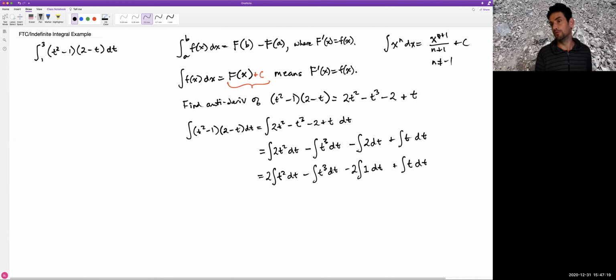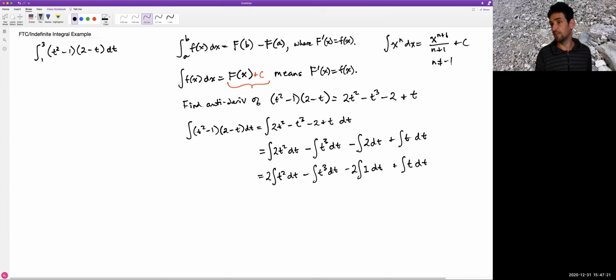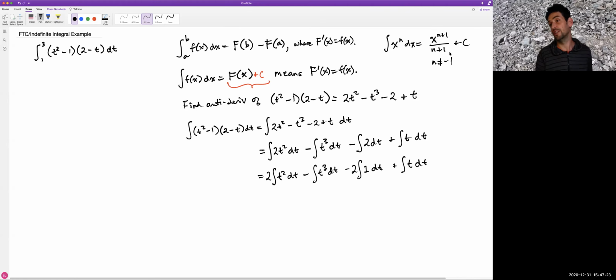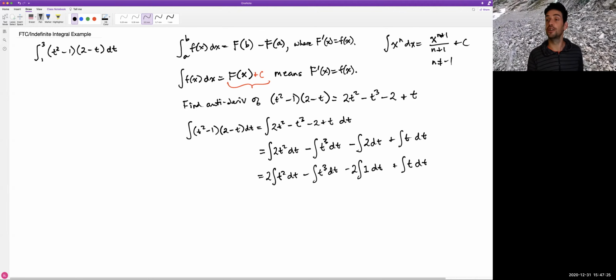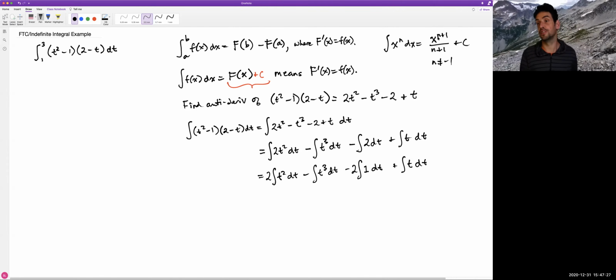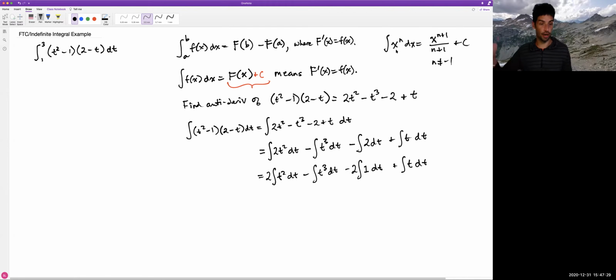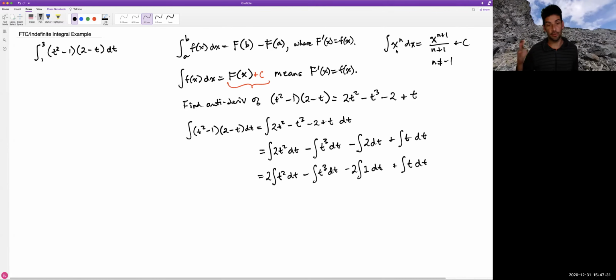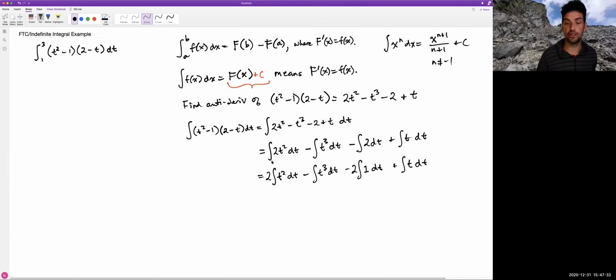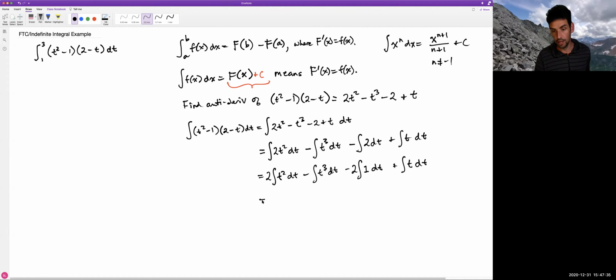If you remember your power rule for differentiating, take the derivative of this. N plus 1 comes down front. It cancels with the n plus 1 in the denominator. We subtract 1 from the exponent to leave us n, which is exactly what we have here. We've got reverse differentiation and differentiation. We get back to what we started with.